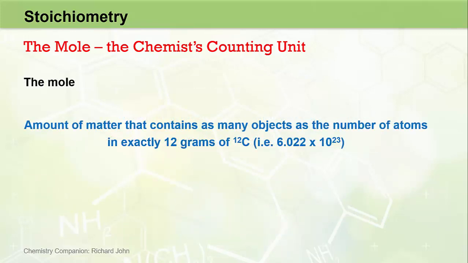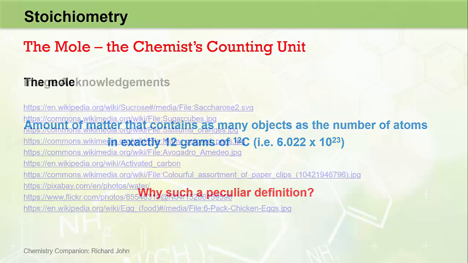So this definition of the mole, the amount of matter that contains as many objects as the number of atoms in exactly 12 grams of carbon-12, seems a peculiar definition for quantifying the amount of matter. In following videos, we see why we have defined the mole in such a way and how this counting unit, the mole, becomes a very useful tool in chemical calculations.